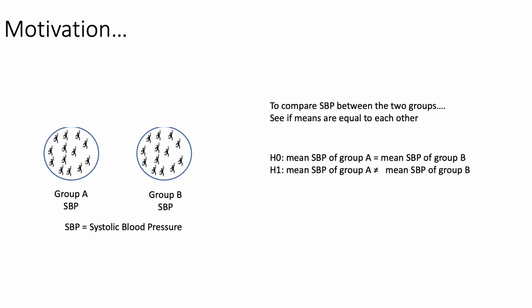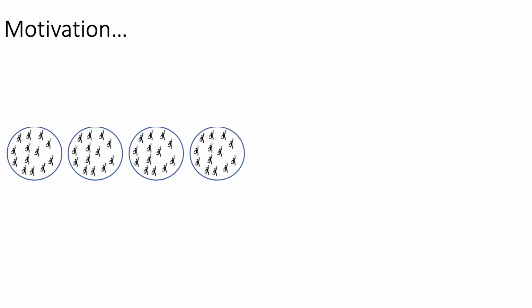And my alternate hypothesis is that the means of the blood pressures are not equal across group A and group B. The statistical test that I would use for such a situation would be a two-sample t-test, assuming the samples are independent and not paired. Extending the idea further to two or more groups.